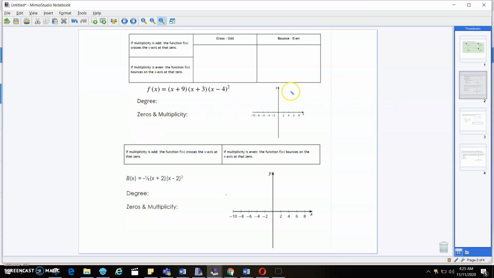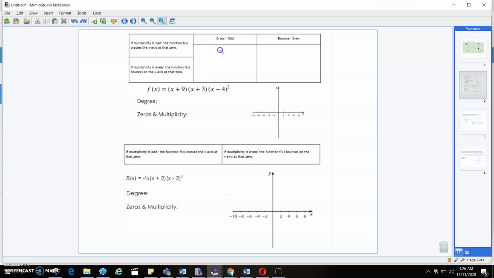All right, so we're still continuing this whole concept of cross, bounce, and wiggle. If the multiplicity is odd, the function f of x crosses the x-axis at 0. They say odd instead of just 1 because if you have a degree of 5, then it's just going to cross. We're going to see that more in just a second. If the multiplicity is even, the function f of x bounces on the x-axis at 0.